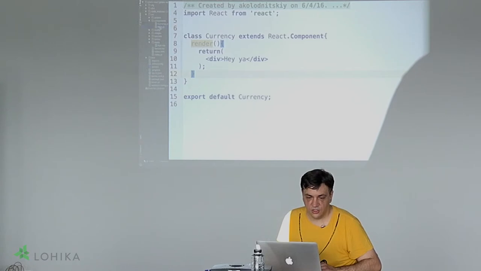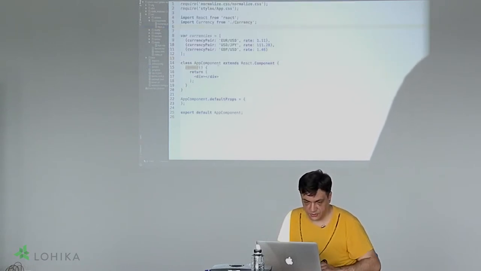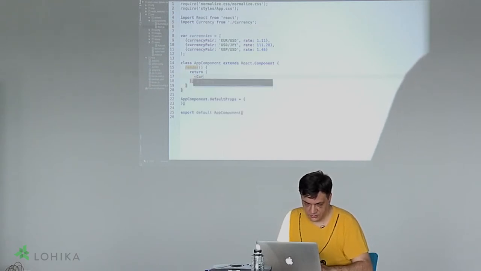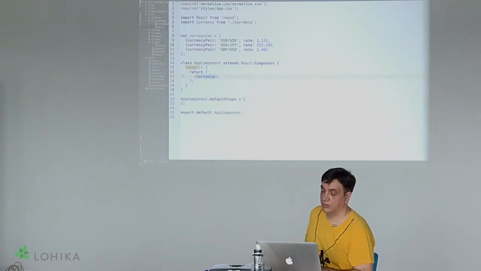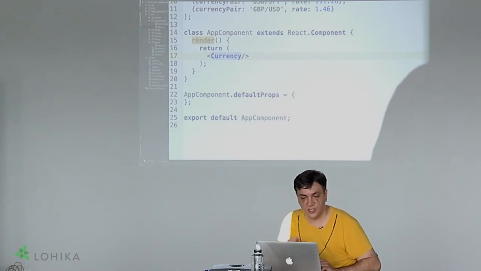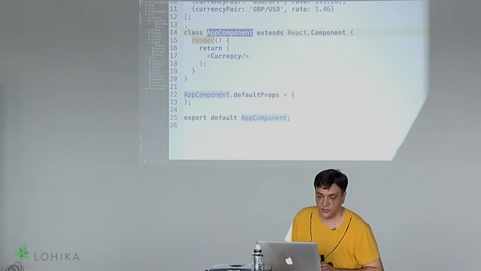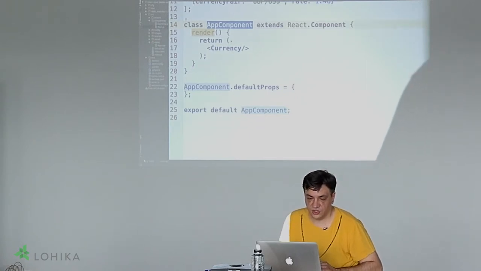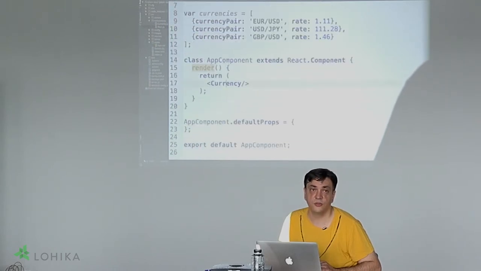So, how would we place it in our application? I already have imported the currency. Just like that. So, what has just happened basically? We do have the application level component, which would be attached to the DOM. Then actually inside, if we do want to reuse anything, then we just import that as a class and put that into the markup.